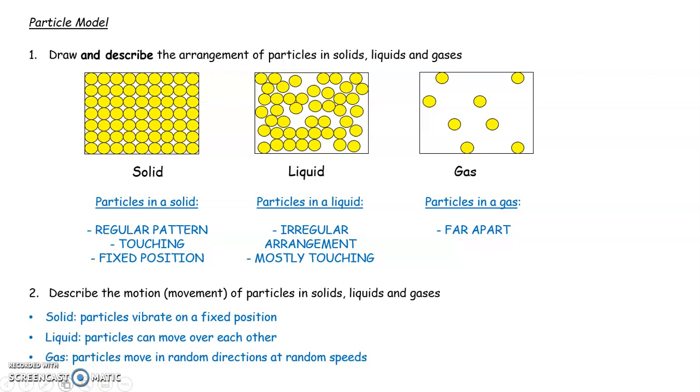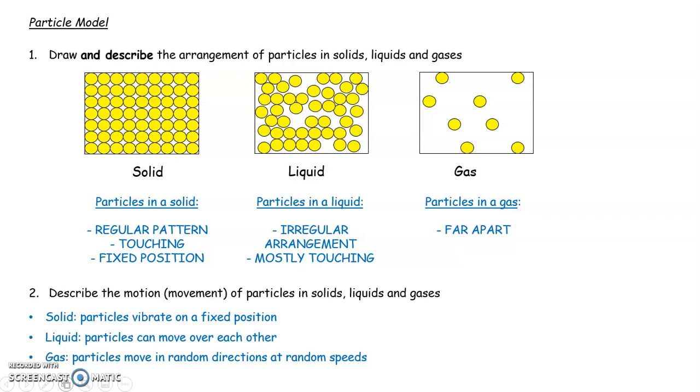You describe them, like I said, in a solid, regular pattern, all touching, fixed position. In a liquid, irregular arrangement, mostly all touching. In a gas, they're all arranged far apart. Describe the motion or the movement. Well, in a solid, as you can see there is literally no space for them to move around. The only thing they can do when they get energy is to vibrate. Solid particles are always vibrating. When they gain energy, they vibrate faster. So solid particles vibrate on a fixed position.